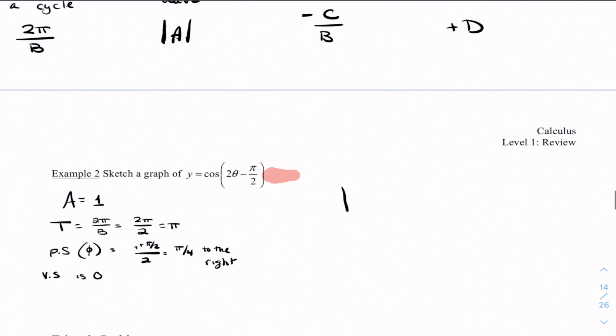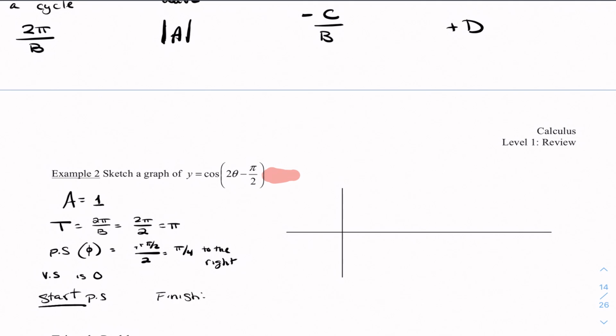So now once we have all of those, my suggestion to you, and this is how I tell all of my classes to graph this, you start at the phase shift. You finish at the phase shift plus the period. So our phase shift in this case is pi over 4. Our period is pi. So pi over 4 plus pi is 5 pi over 4. Now, why we do this is this gives me my 2 endpoints for starting and finishing.